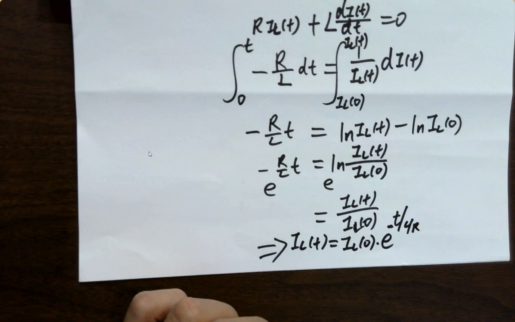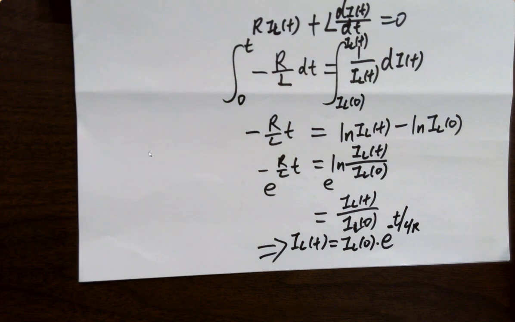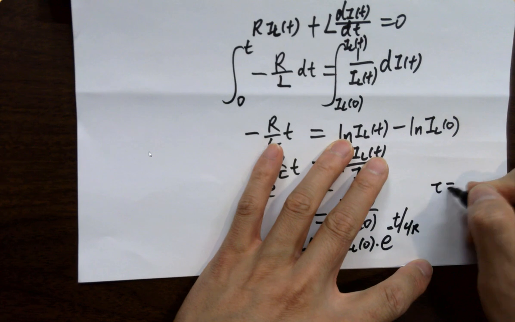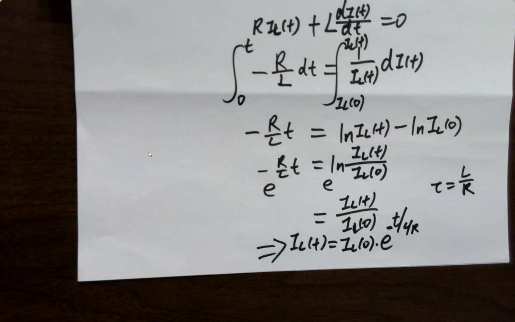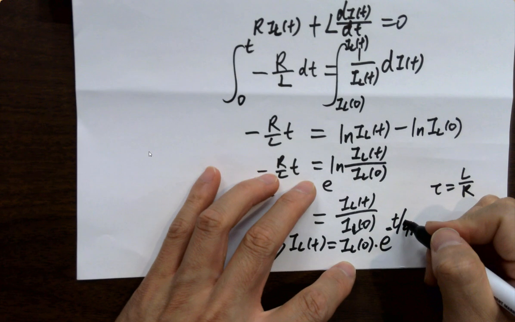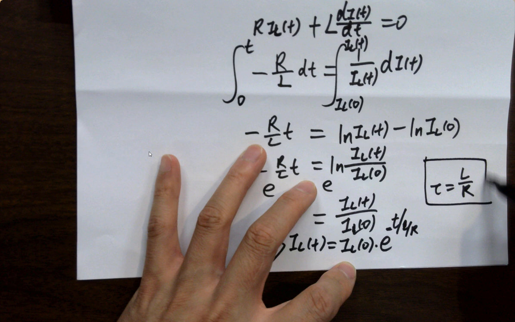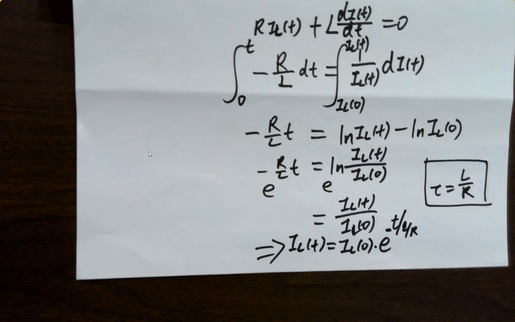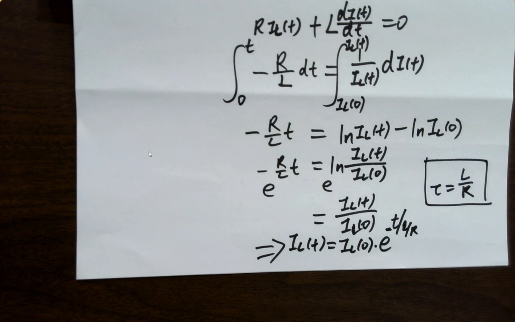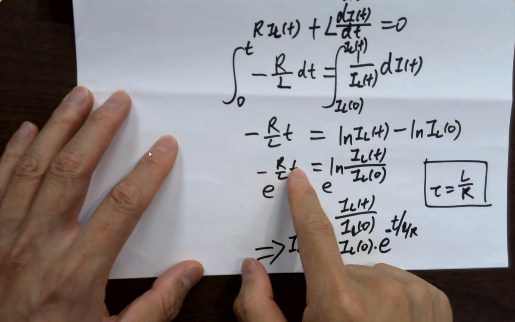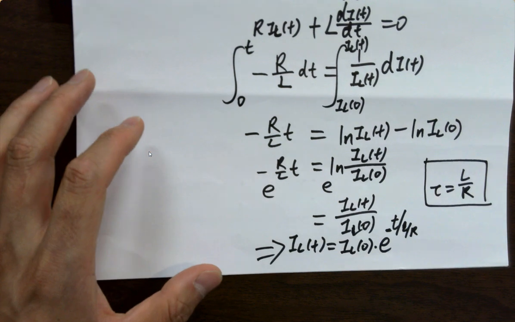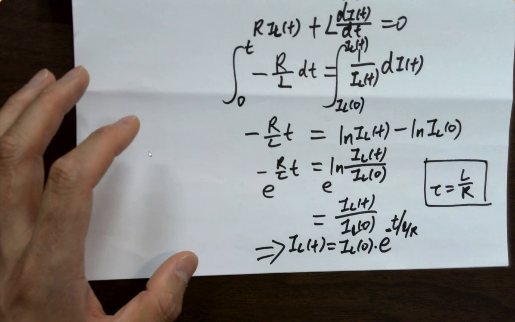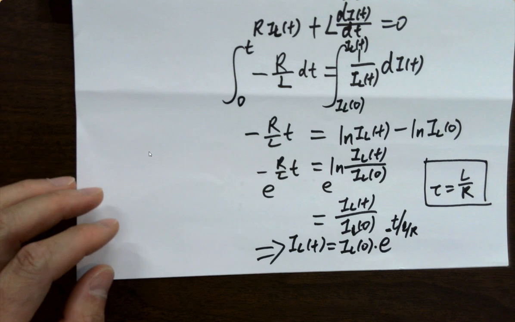So now you know that the inductor's time constant is L over R. It's called tau, L over R. For capacitors, the time constant is RC, right? But for inductors, it's L over R. It's another thing you need to know. It's L over R because it's an RL circuit. Very similar, right? Very similar format.